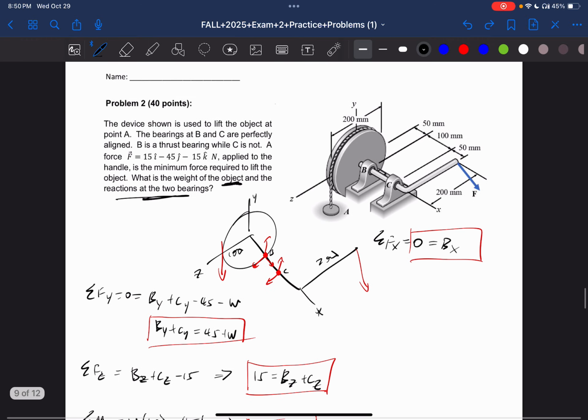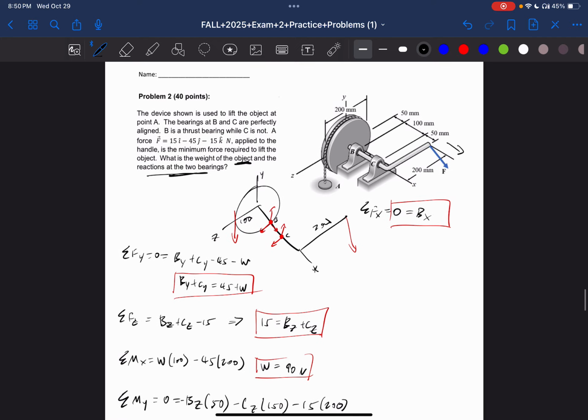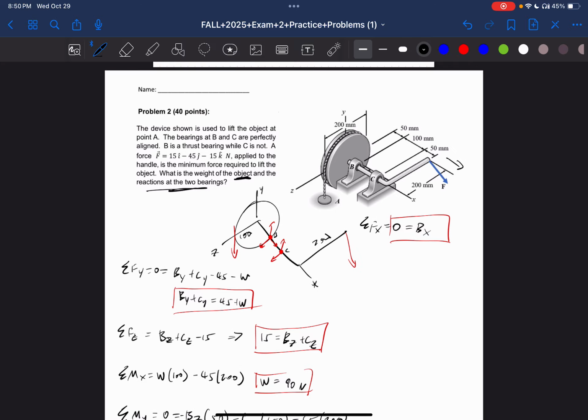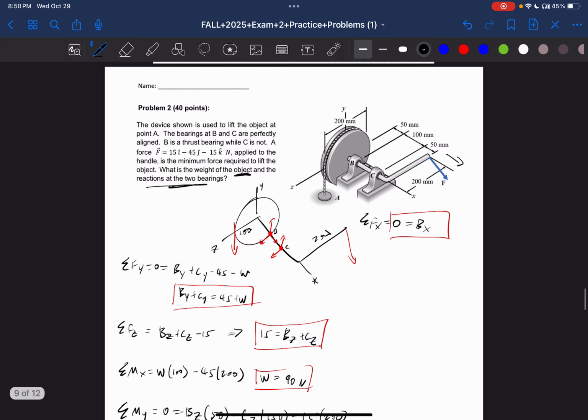Is there anything else that will cause a moment around this? Wait, there is. A force in the x direction. Oh, yeah, that will work. So 15 in the x direction is going to cause moments. What is this? Let me think. We have a positive x, so it's going to cause negative. And then in the y direction, and the z direction.